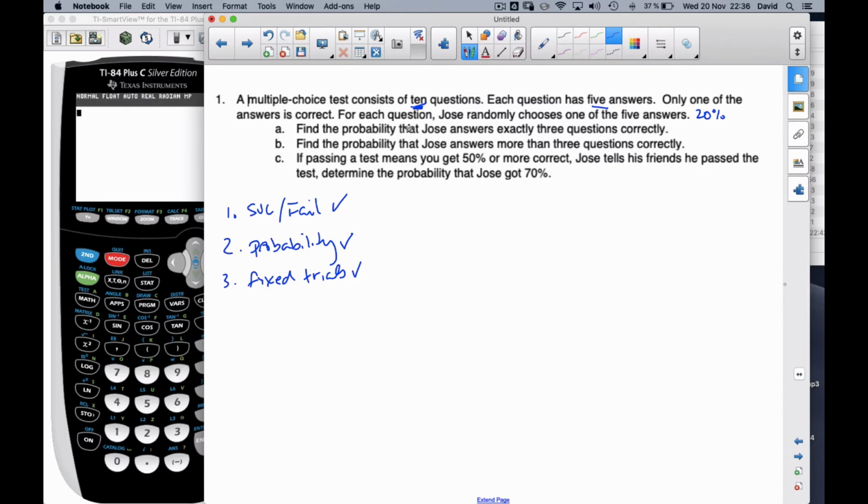So we want to find the probability that Jose answers exactly 3 questions. Before we can do that, though, we have to introduce our random variable, and let's say that X is a binomial with n and p. Well, my n, I know already, is going to be 10. And my p, the probability of success, is 20%, so 0.2.